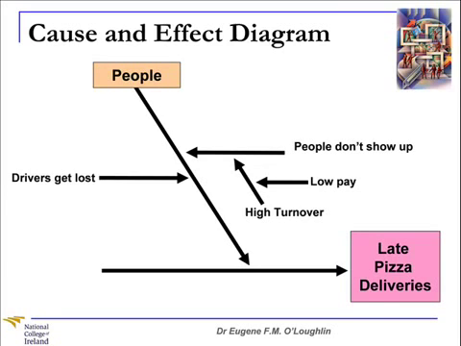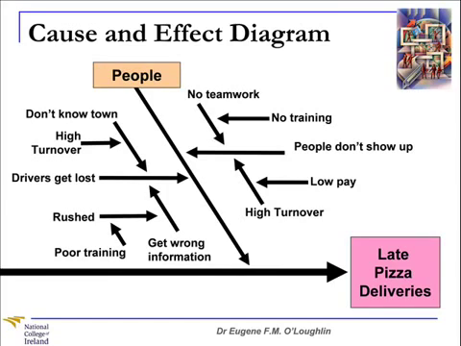So I fill that out and I start with people don't show up, and I look at, for example, perhaps there's a high turnover of staff. And that might be a reason why people don't show up. Why is there a high turnover of staff? Well, it could be because of low pay. And we fill out the rest of our diagram. Also, another reason why people don't show up could be that there's no teamwork. And there may well be no teamwork because of no training.